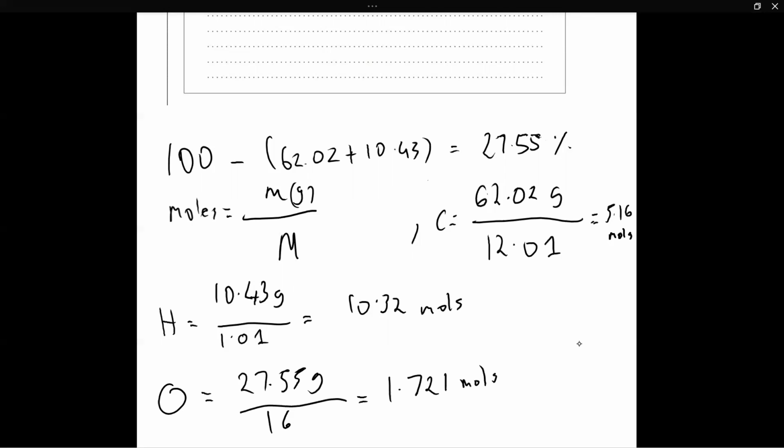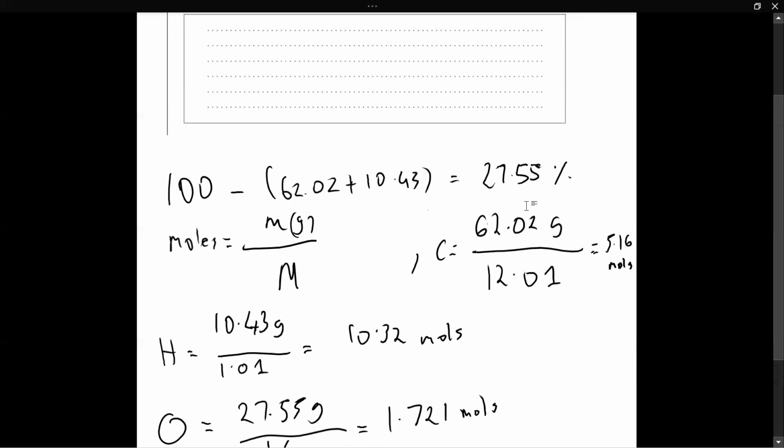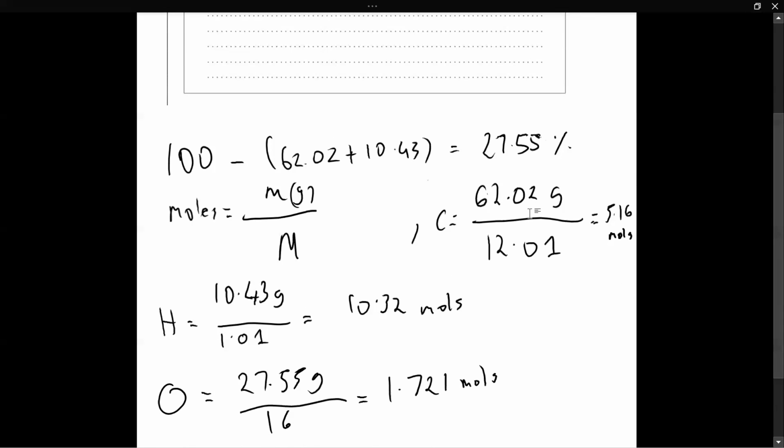1.721 moles. Now, okay, we have calculated the moles for each substance present in 100 grams of this organic compound. So we have 5.16 moles of carbon, we have 10.32 moles of hydrogen, and we have 1.721 moles of oxygen. Now, what do we do?